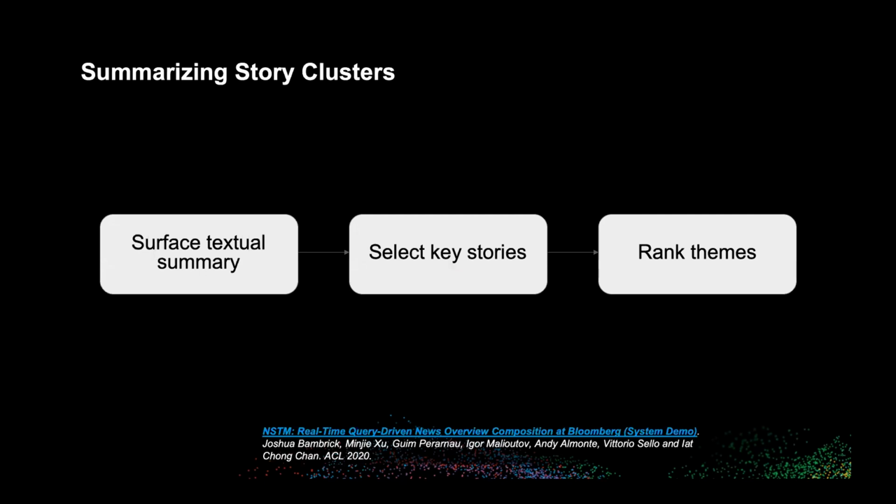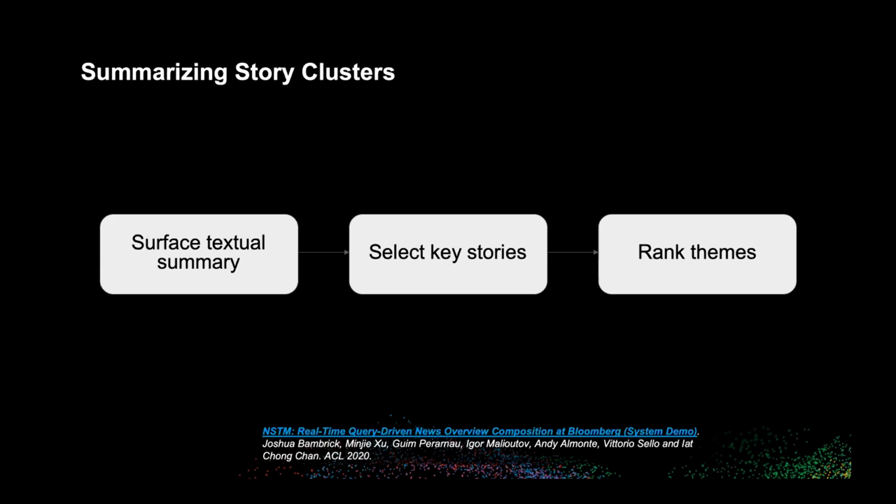Each of these clusters, after the clustering has been done, gets a surface textual summary. The key stories are selected, and then the themes are ranked. There are various levels of key story selection and ranking, but they rely a lot on the story importance metrics that we've built for other purposes.